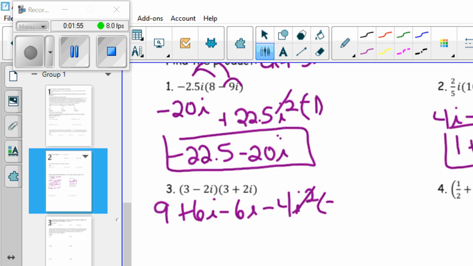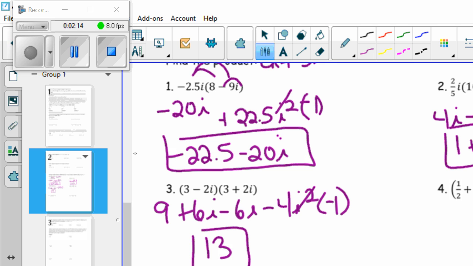Again, i squared becomes -1. So this turns to 9 plus 4. So 9 plus 4 gets me 13. My i's cancel each other out, so I'm just left with a whole number. If you notice there, the only difference between the two were the subtraction sign and the addition sign.